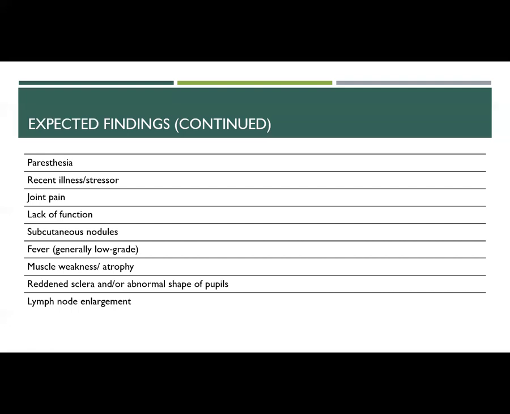Paresthesia, a recent illness or stressor can kind of exacerbate these. Joint pain, lack of function of the joint, subcutaneous nodules, fever, muscle weakness and atrophy, reddened sclera and or abnormal shape of pupils, and lymph node enlargement.